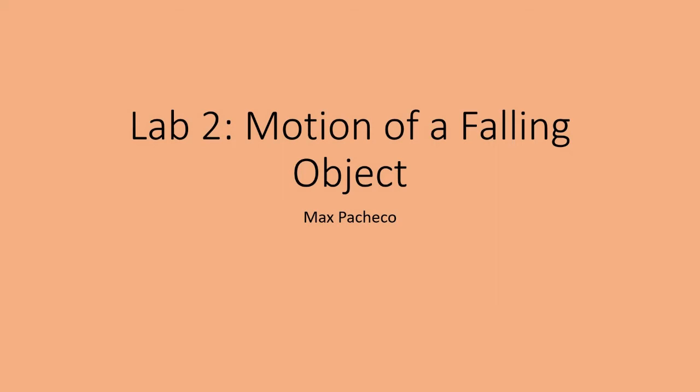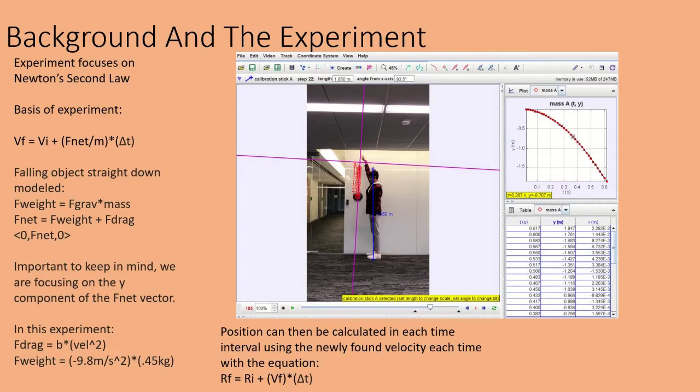All right, lab 2, motion of a falling object. Let's get into it. So a little background and information about the experiment. In this experiment, we're just observing a falling object. In my case, I picked a soccer ball.